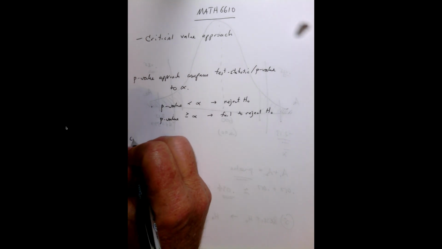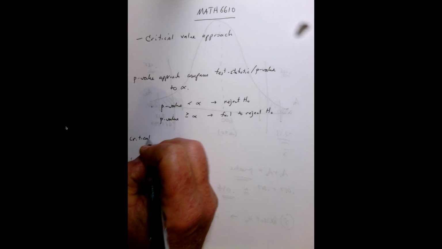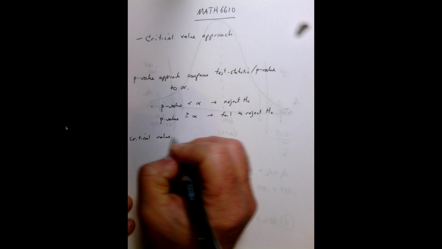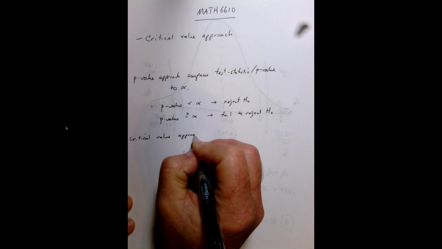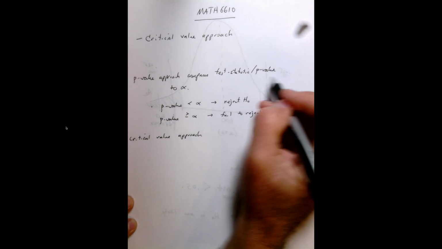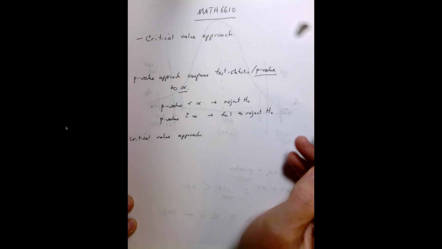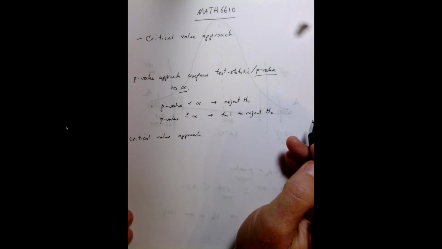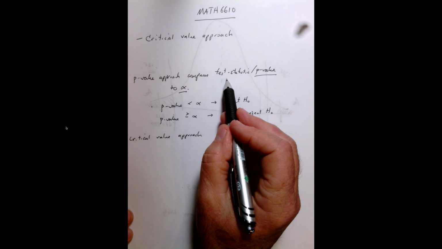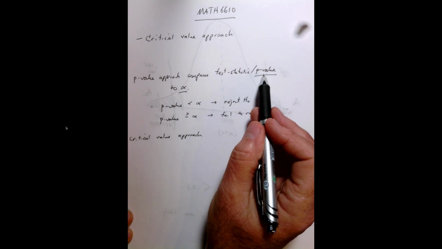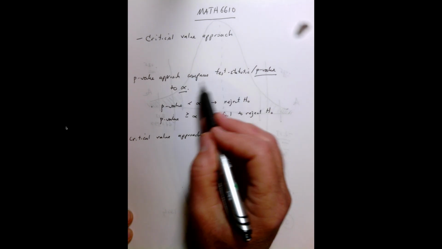The critical value approach, again, what's the key ingredient up here? The p-value and the alpha. We have to get the test statistic to create the p-value, but the p-value is compared to alpha.